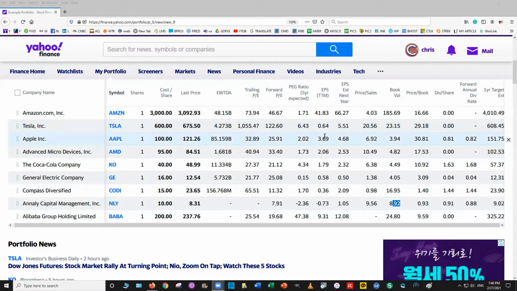Now, we have $3.69. That's a pretty good earnings per share for Apple. Apple's making a lot of money. Advanced Micro is doing really pretty good. It's making $2.